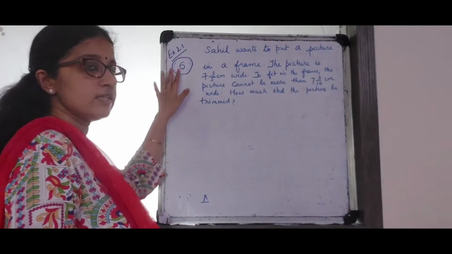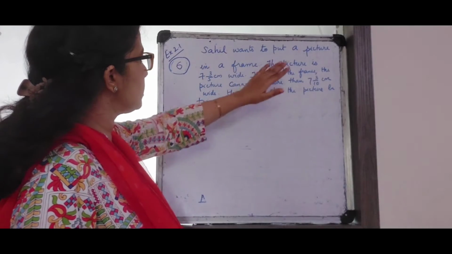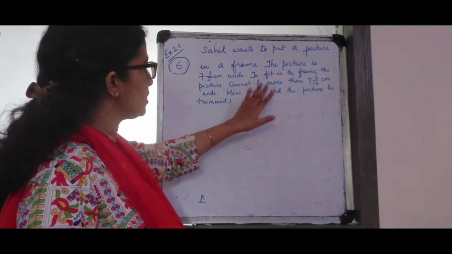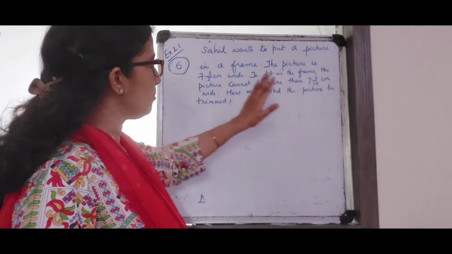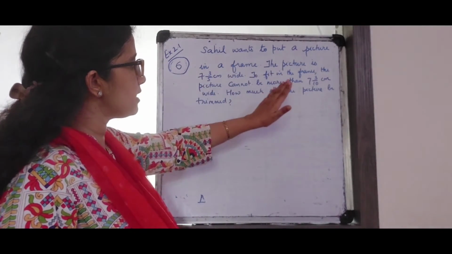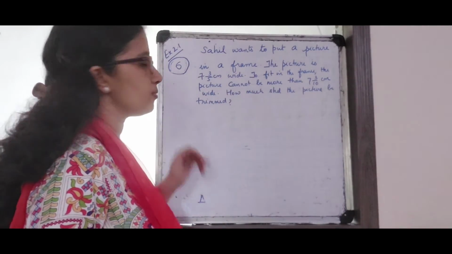Okay, now let's move on to the sixth problem. What is the problem here? Let's read. Sahil wants to put a picture in a frame. The picture is 7 3/5 centimeter wide. To fit in the frame, the picture cannot be more than 7 3/10 centimeter wide. How much should the picture be trimmed?